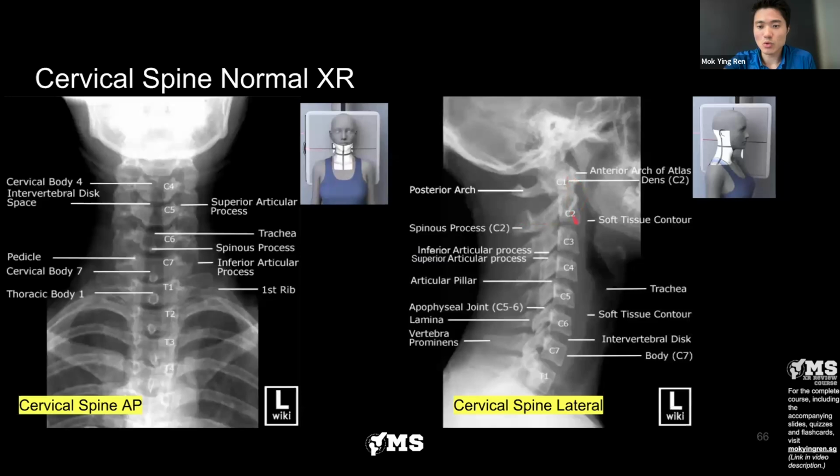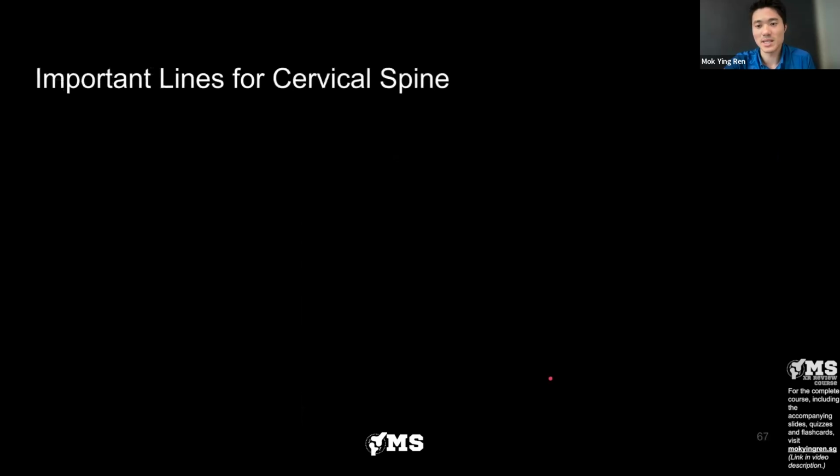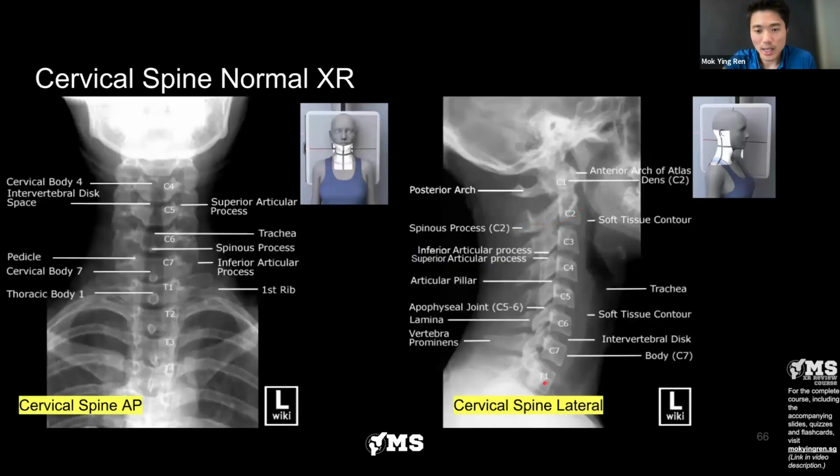Okay, so C2, 3, 4, 5, 6, 7, and T1. You do not have a C8 vertebra. And here, very interestingly, if you go down the middle of your spine, the first hard prominence that you feel would actually be this thing called the vertebral prominence, which is your C7. So you can actually have a surface landmark of C7, okay, on your own neck right there.